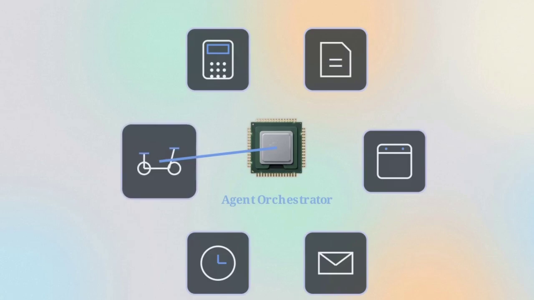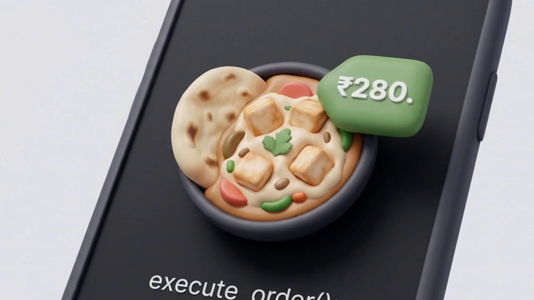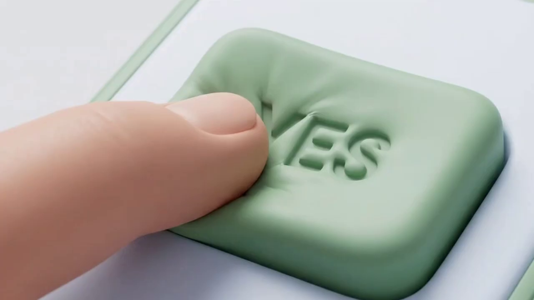Now, the agent orchestrator selects a deterministic tool from its library. It maps your preferences to a delivery API, identifies a specific paneer bowl that fits your budget, and prepares the exact execution command. Even with this level of autonomy, Usha requires a human in the loop. It presents the plan for approval, executing the order only after you provide an explicit confirmation.